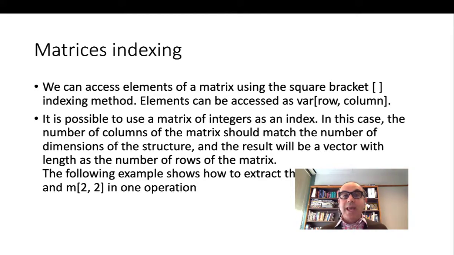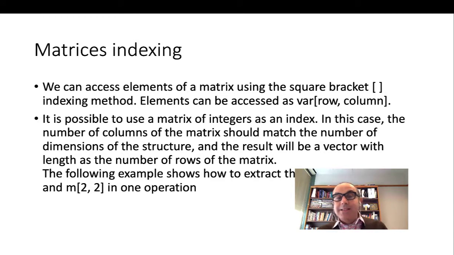Another aspect of the matrix is the index. We can access elements of the matrix using square brackets and the index methods. The element can be selected based on row or columns, but it is also possible to use a matrix as an index. This is a little different from the mathematical understanding: in the use of the index, the number of columns of the matrix should match the number of dimensions of the structure, and the result will be a vector with a length equal to the number of rows of the matrix.